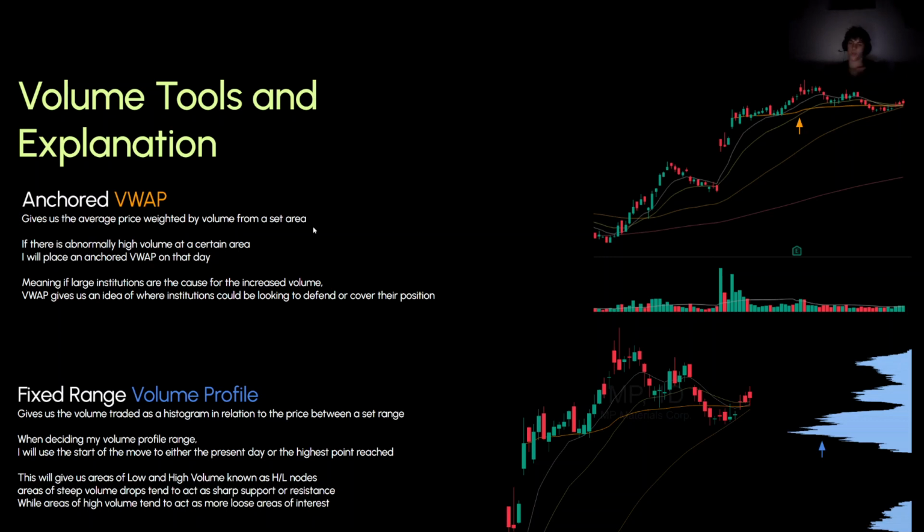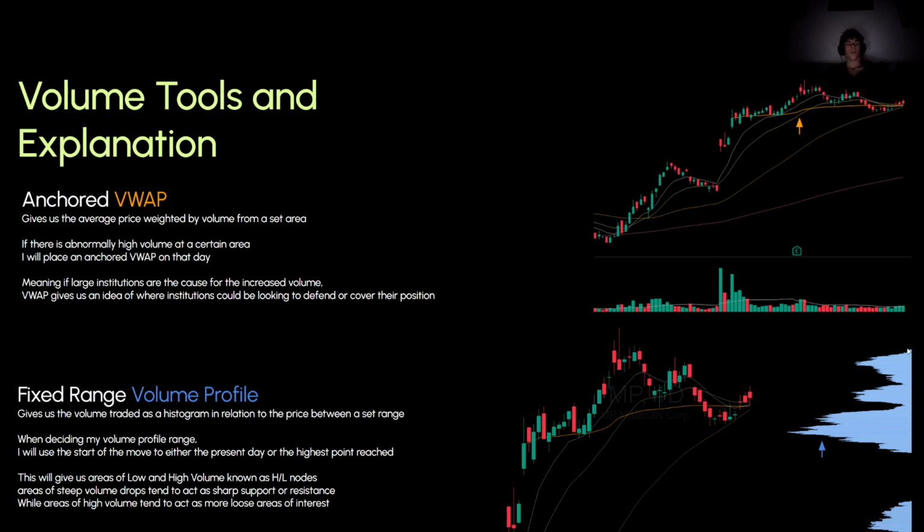Fixed range volume profile gives us the volume traded as a histogram. The way that I usually do this is from the beginning of a move, so it would be down here up to the peak, or down here up to the present day. It's going to give you the volume at each of those price ranges, and so you'll get high and low volume nodes, which are areas where price steeply drops off.